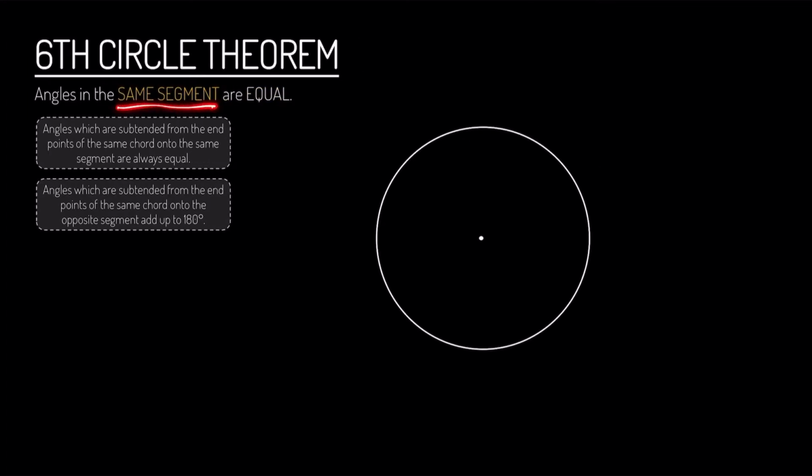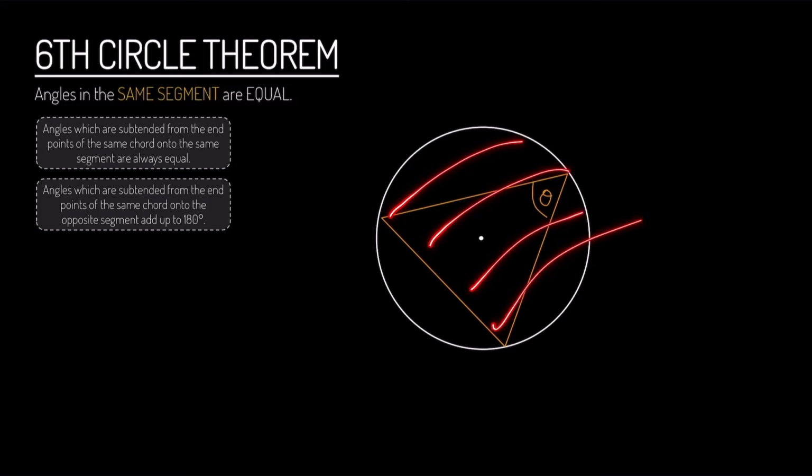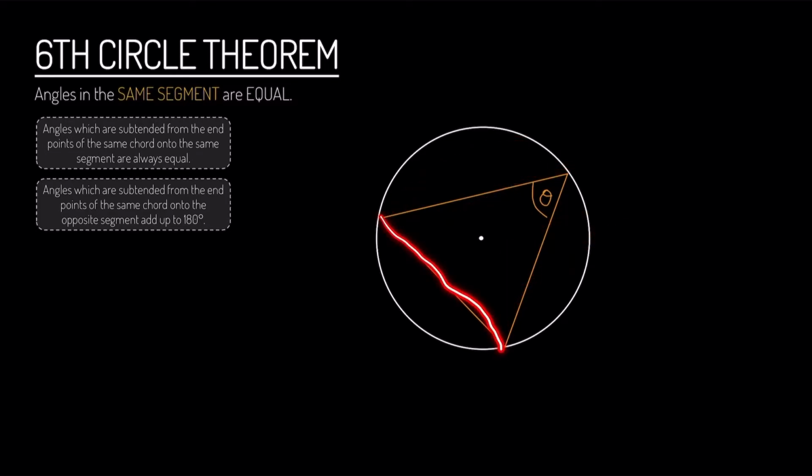Angles in the same segment are equal. Before we do anything, let's just split the circle into two segments, so the minor segment and the major segment. Then looking back at this, it says the angles subtended from the endpoints of the same chord onto the same segment are always equal. All that is saying is if we made an angle like this, so connecting these 2 points on the same part of the circumference, this angle right here, we'll call it theta, should be equal to any other angle made in this segment, provided it comes from the same endpoints of this chord.